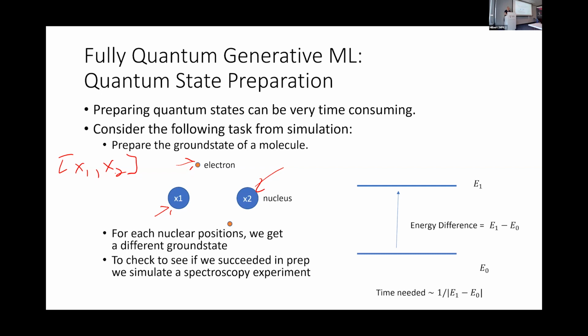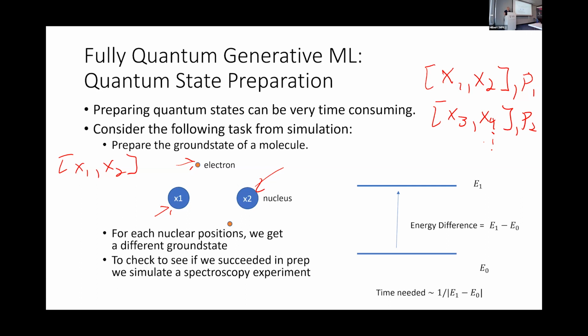So the idea is we construct a sequence of pairs. We have x1, x2, and then rho 1. This is the quantum state, the ground state at that configuration. Then we might have x3, x4, rho 2, and so on and so forth. So our training set corresponds to all of these different configurations and their ground states. And we'd like to be able to train a network to deal with this.